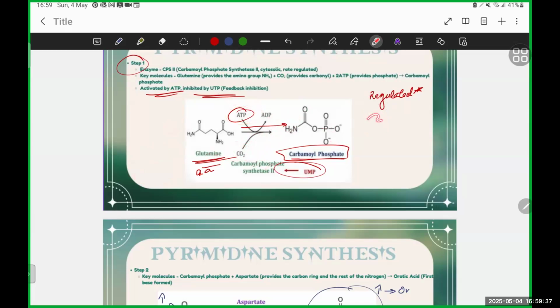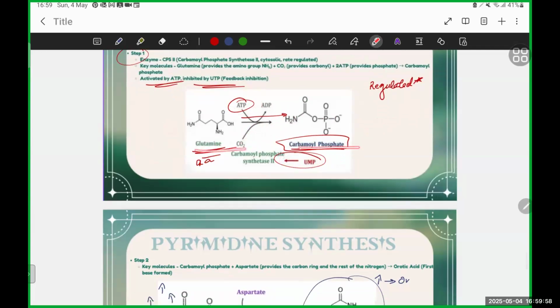Glutamine to carbamyl phosphate. You're synthesizing carbamyl phosphate, so carbamyl phosphate synthetase, because of ATP. And UTP, because of feedback inhibition. You have enough end product, so you don't need to make more. So that's it. Glutamine, carbamyl phosphate.